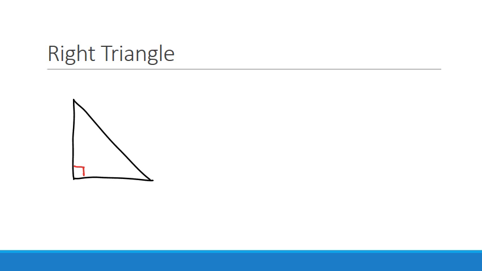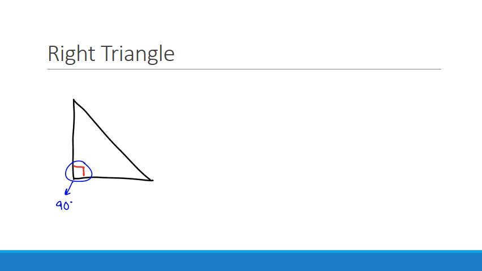Now, the defining feature of a right triangle is the 90-degree angle that it contains. So this box here means it's a 90-degree angle. You won't see 90 degrees listed in the triangle. You'll see a little box like I have there in red, and then you'll know you're dealing with a right triangle.